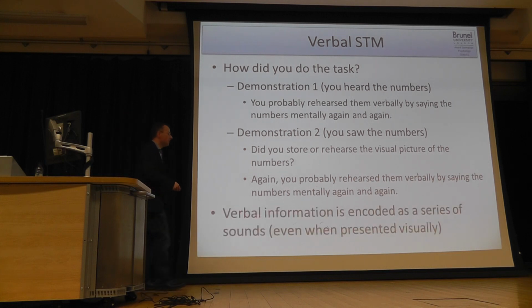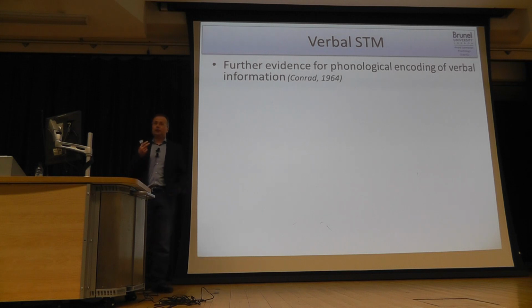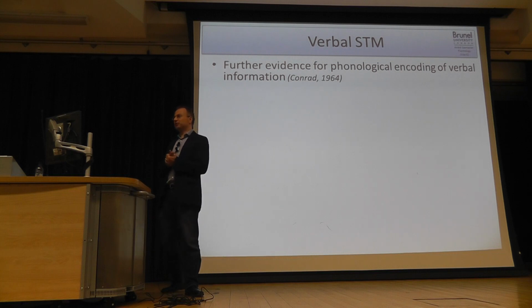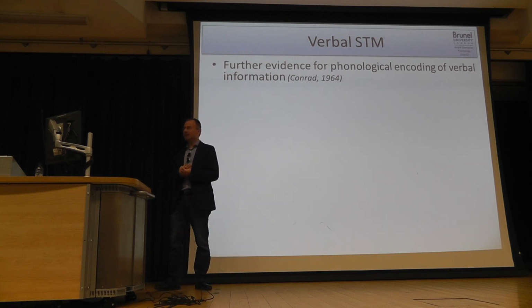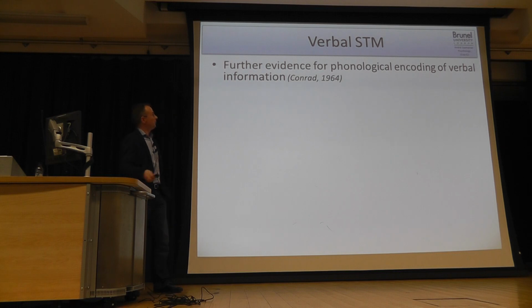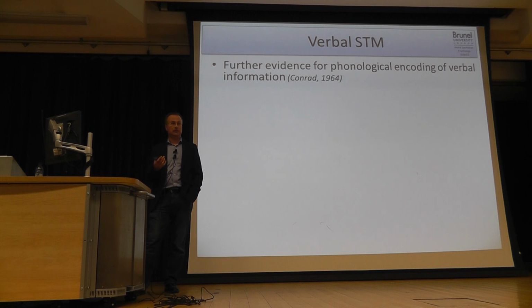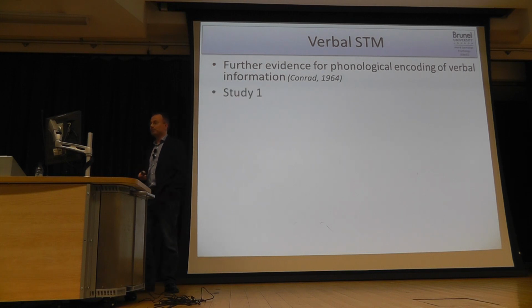So verbal information is encoded as a series of sounds, even when presented visually. So verbal short-term memory may contain, if you want to say so, visual information or information which has been presented visually to us. There are 2 very central pieces of information derived from studies which support this idea that our verbal short-term memory actually encodes the information phonologically and not in any other format.